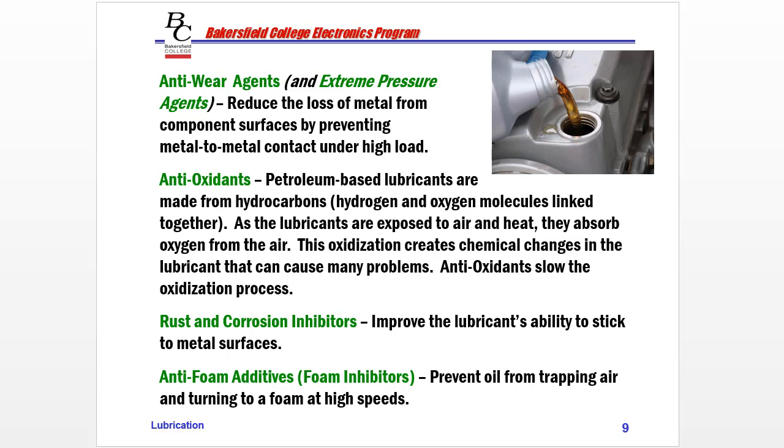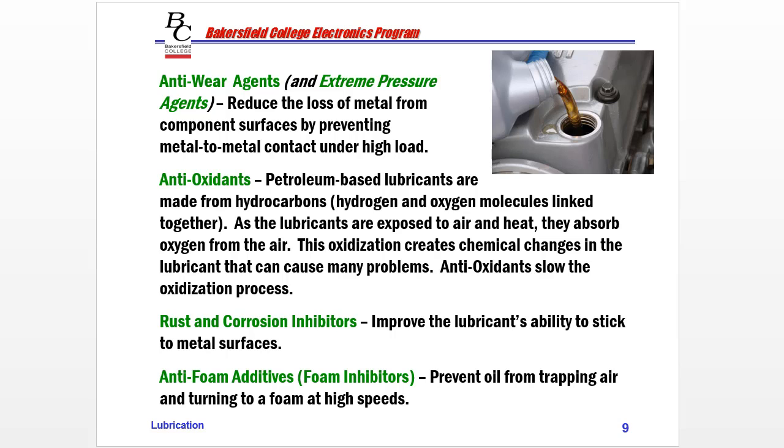Antioxidants. Petroleum-based lubricants are made from hydrocarbons, which are part hydrogen and part oxygen molecules linked tightly together. As those lubricants are exposed to air and heat, they're going to absorb oxygen from the surrounding air, and it creates a chemical change in that lubricant that can cause many problems, breaking the lubricant down. So antioxidants are used to help slow the oxidation process.